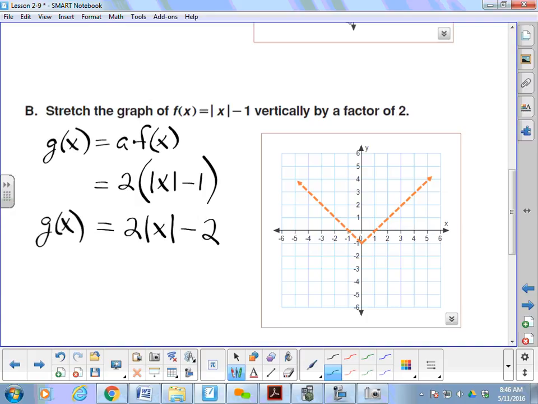But first of all, let's use our brains to do this. So we're stretching. What's changing, x or y? It says vertical, so just y is changing. Let's pick a point. Here's our main point, the vertex, at -1. What happens when I multiply that y value by 2? What's -1 times 2? -2. So my new point is going to be down here, let's use blue, at -2. So my y-intercept is at -2 instead of at -1.